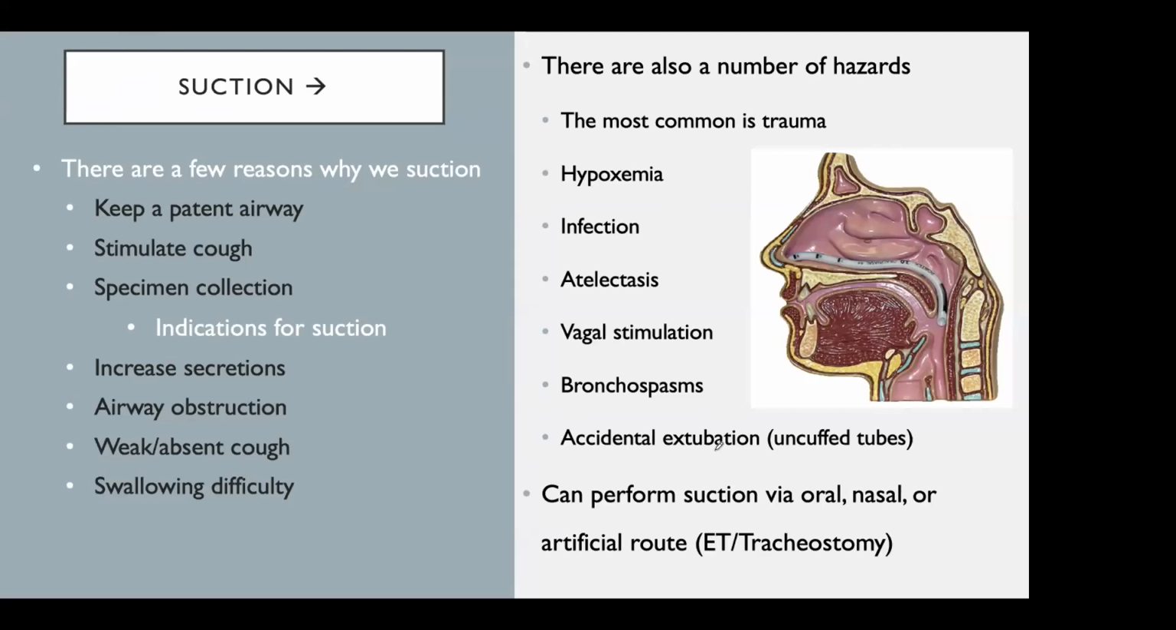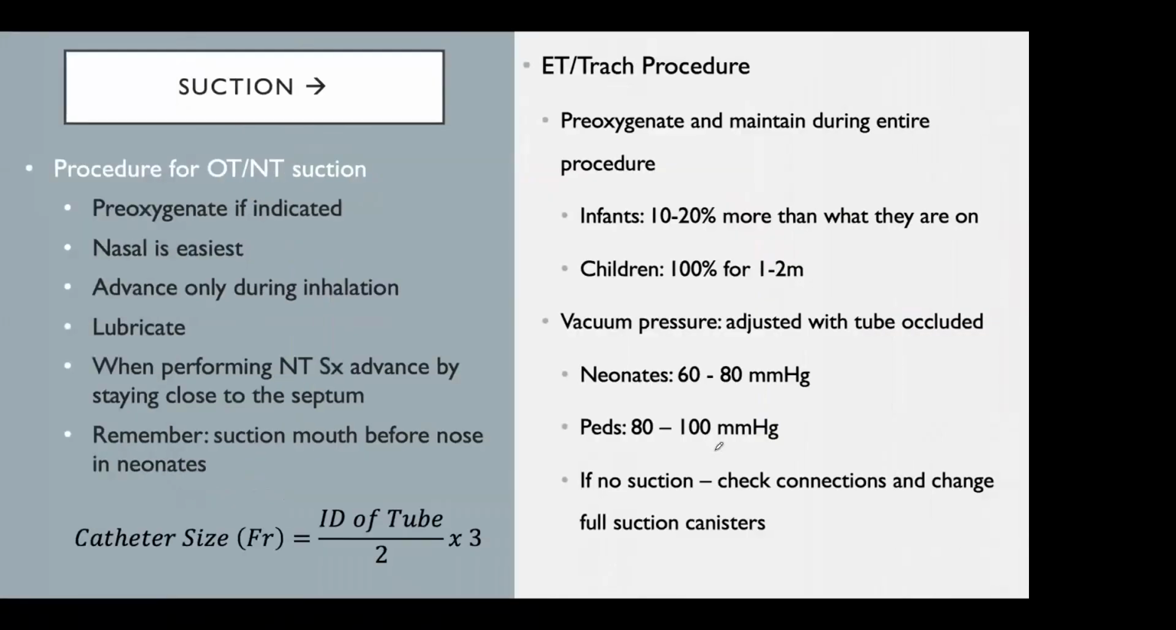Of course, we can suction oral, nasal, or artificial route. I'm sure as RTs we could figure out some other way to do it too. Procedure for OT-NT suction, for really any type of suction: pre-oxygenate. If you're going to go any of those routes, nasal is going to be the easiest. Advance only during inhalation. Try to lubricate, especially with NT suction. We'll try to lubricate the catheter. Again, remember for NT suction, we look at things like choanal atresia and septal deviation. But generally, we want to try to keep the bevel, or the distal end of the catheter, close to the septum. For kids, remember to suction the mouth before the nose, right? Always thinking ABC: M before N, mouth before nose.